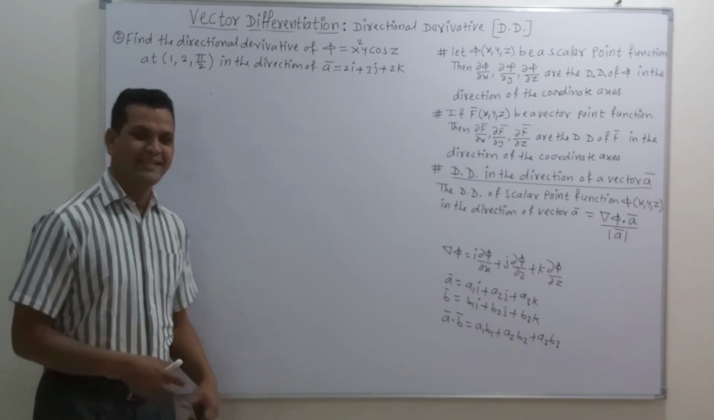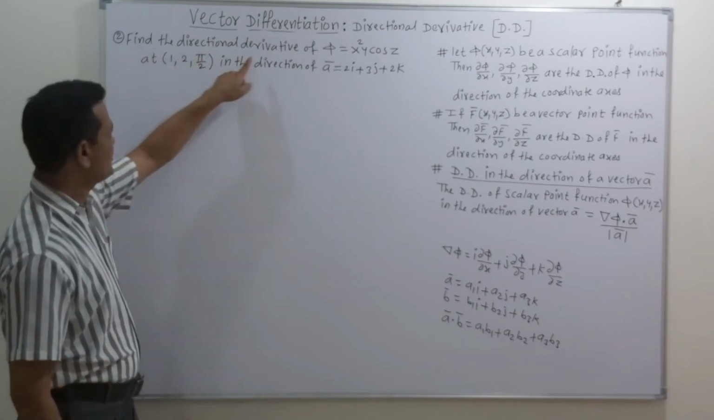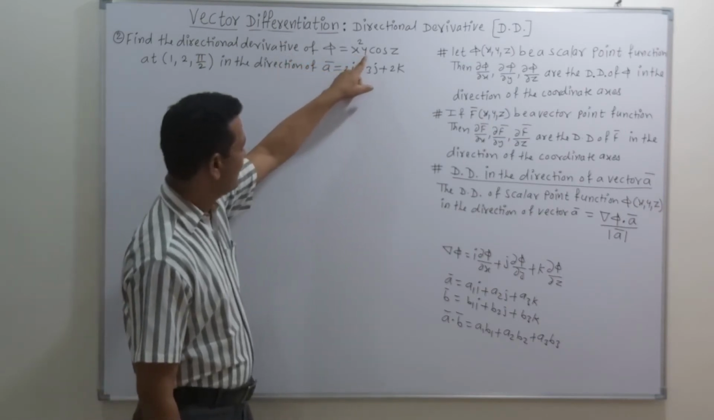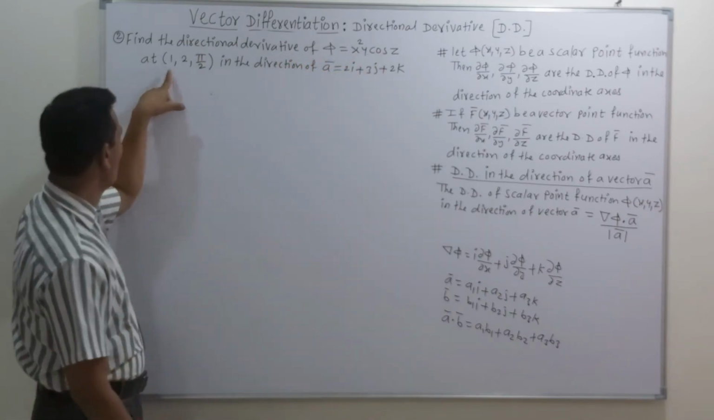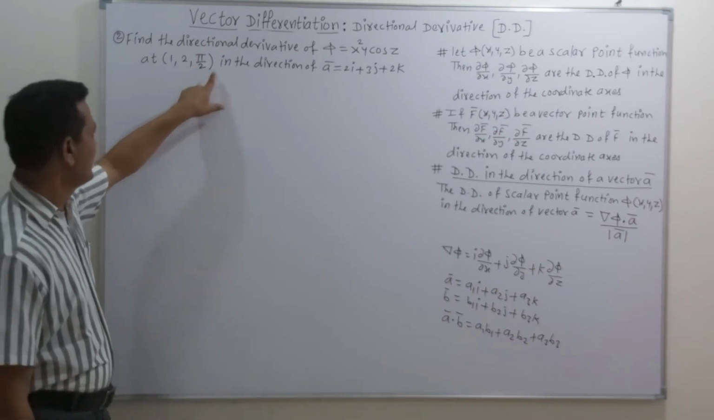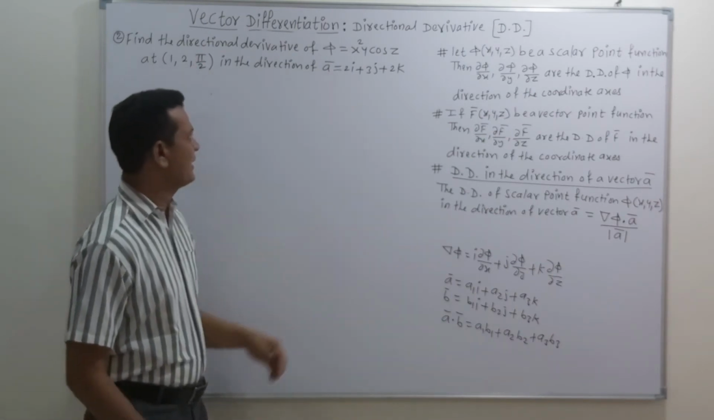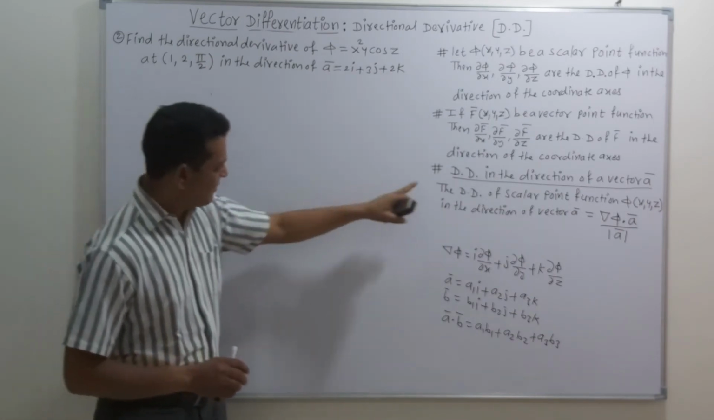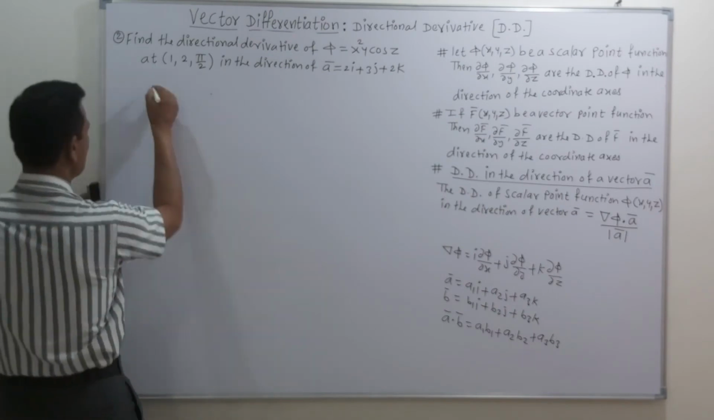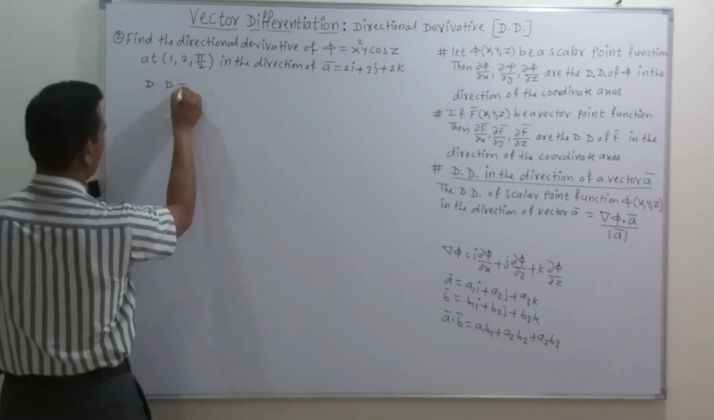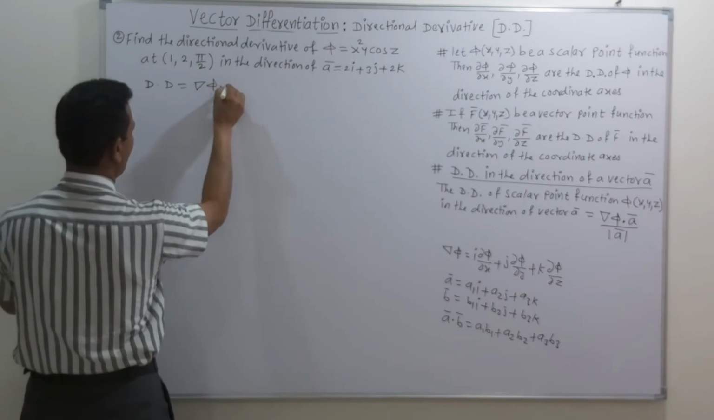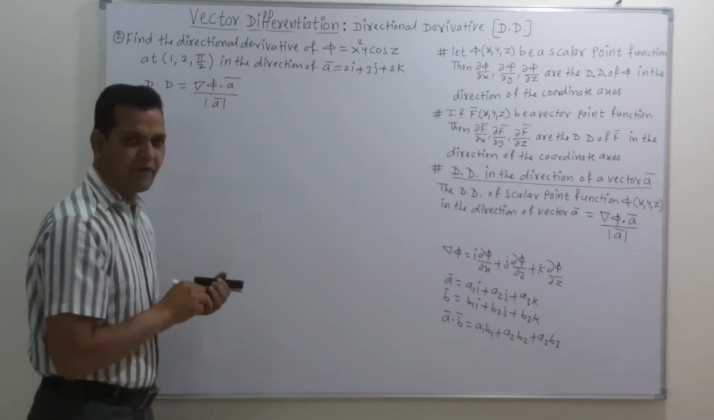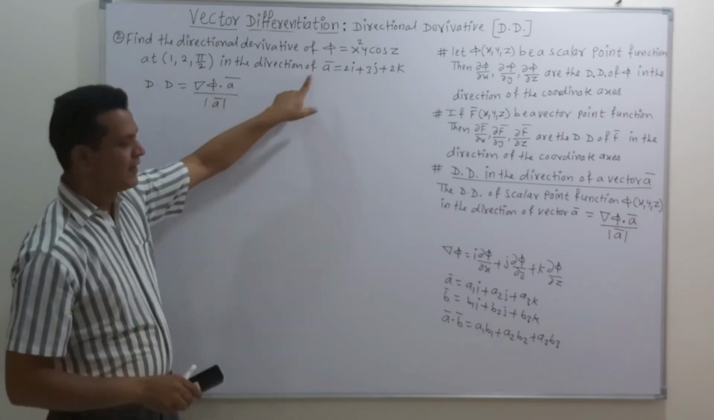Now, friends, let's take the second example. Find the directional derivative of the scalar phi, defined as x square y cos z, at the point 1, 2 and pi by 2 in the direction of vector a bar, which is defined as 2i plus 3j plus 2k. So let's apply this formula. The directional derivative is equal to del phi dot a bar upon the magnitude of a bar.